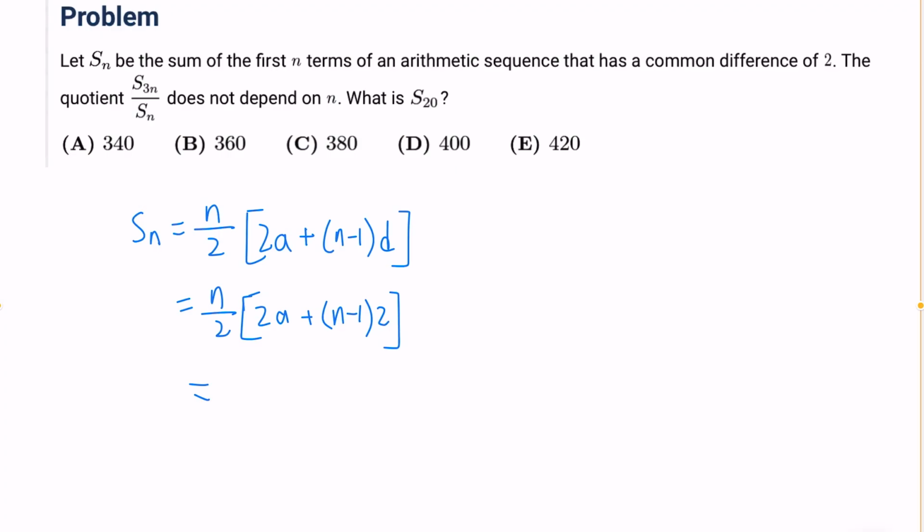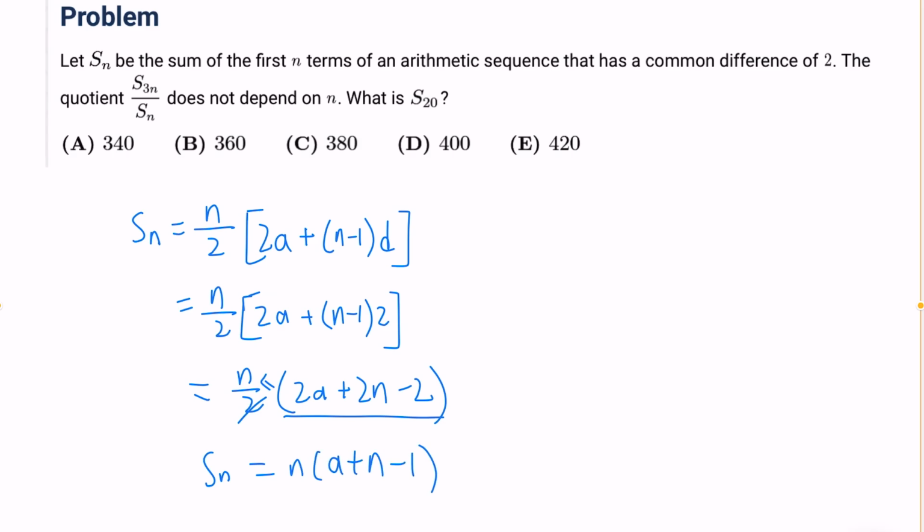And then I'm going to expand this to get n over 2 times 2a plus 2n minus 2. And because this is multiplying, technically it would go up top with the n. And I'm going to take out a 2 from here and it'll cancel out with the 2 in the denominator. So that leaves us with Sn equals n times (a plus n minus 1). So this is Sn.